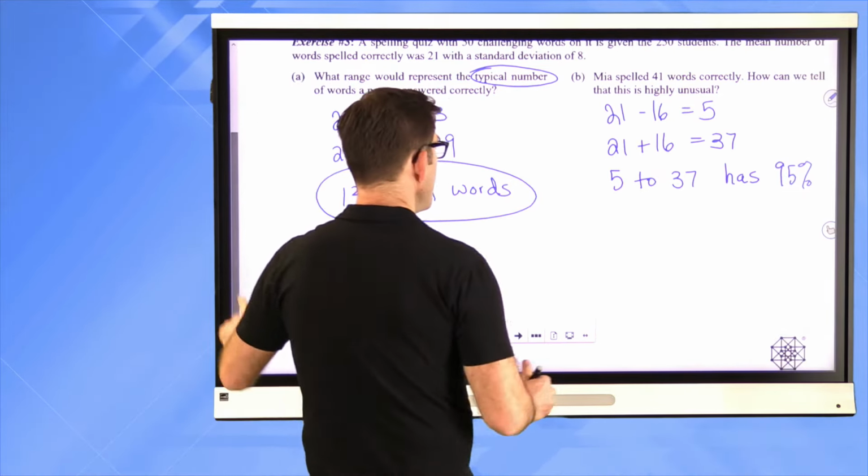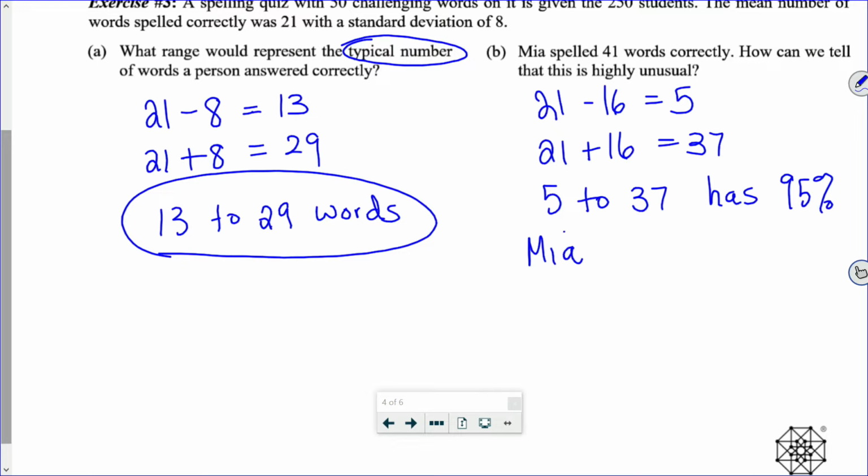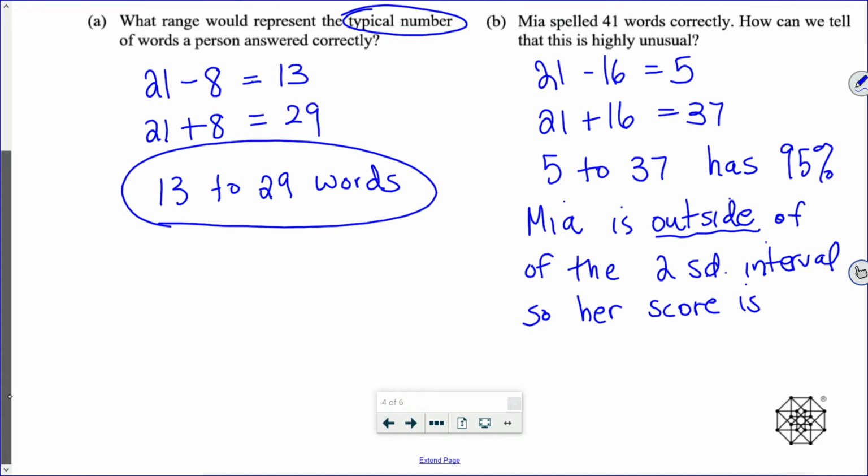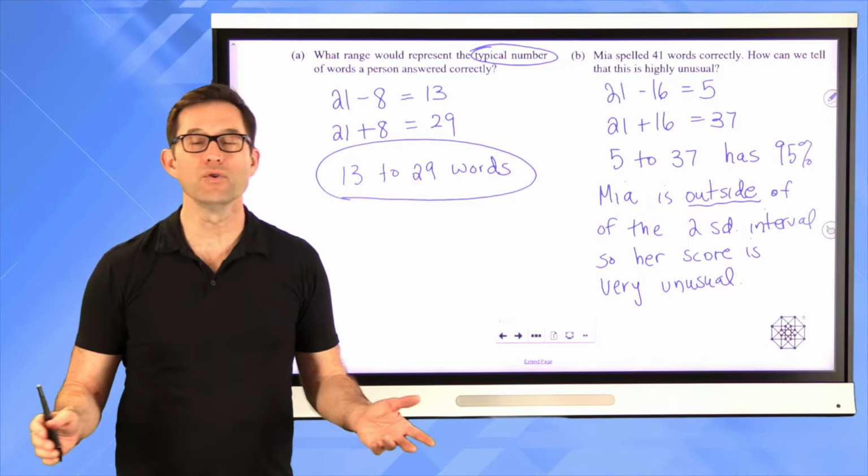So Mia is outside, that's the term we use for it, outside of the 2 standard deviation interval. So her score is very unusual, right? Depending on how you think about what unusual is, right?